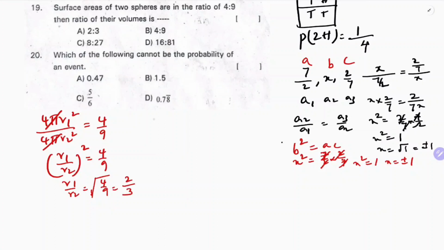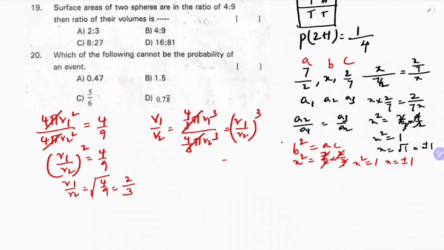But they want the ratio of their volumes, V1 by V2. So the volume of a sphere is 4 by 3 pi r1 cube, 4 by 3 pi r2 cube. 4 by 3 pi, 4 by 3 pi cancel. So you'll get r1 by r2 whole cube. So r1 by r2 is 2 by 3 whole cube, which is 8 by 27. 2 cube is 8, 3 cube is 27. So 8 is to 27. So the correct option is C.